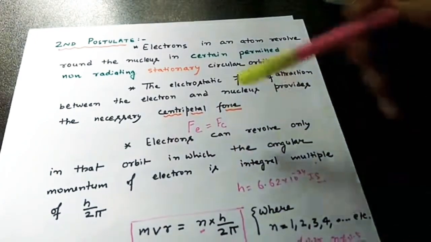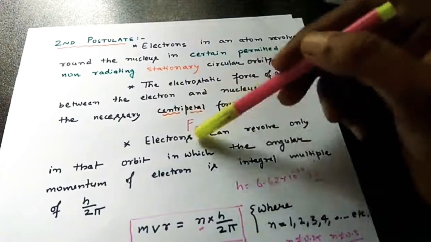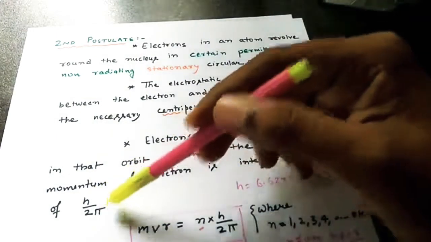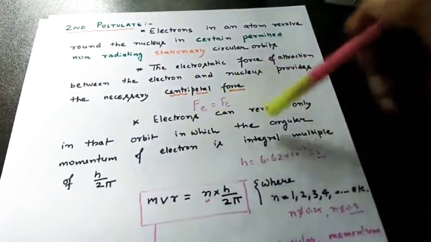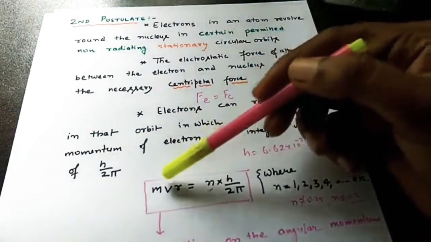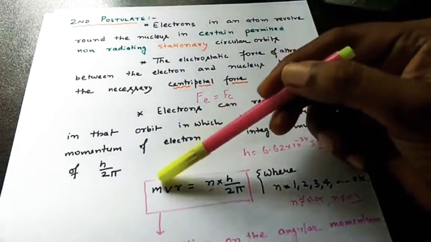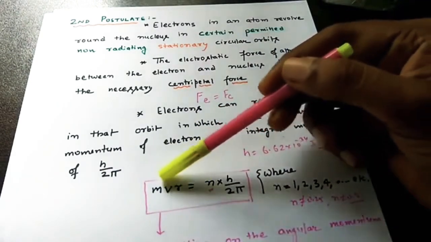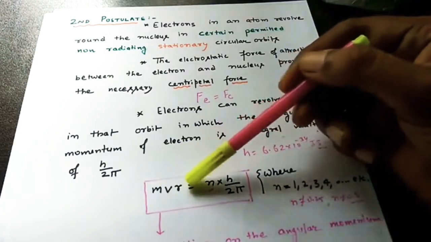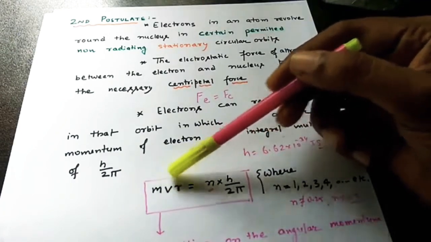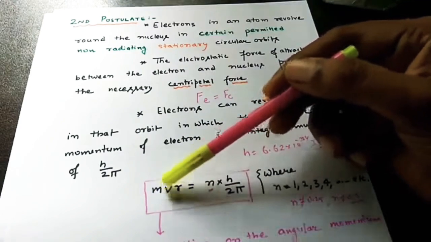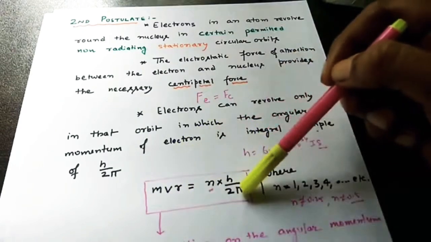Next, the electron can revolve only in that orbit in which the angular momentum of the electron is an integral multiple of h by 2 pi. Now what is angular momentum? Angular momentum is just the linear momentum multiplied by the radius. Here mv is the linear momentum, and when multiplied by the radius r, it gives the angular momentum. And this is equal to nh by 2 pi.